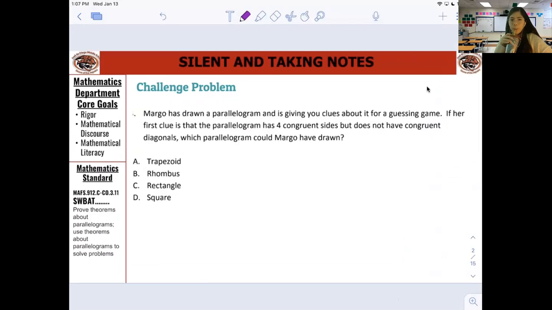Go ahead, Tyrone. Margot has drawn a parallelogram and is giving you clues about it for a guessing game. If her first clue is that the parallelogram has 4 congruent sides but does not have congruent diagonals, which parallelogram could Margot have drawn? Okay, good, awesome. 4 congruent sides, but does not have congruent diagonals.